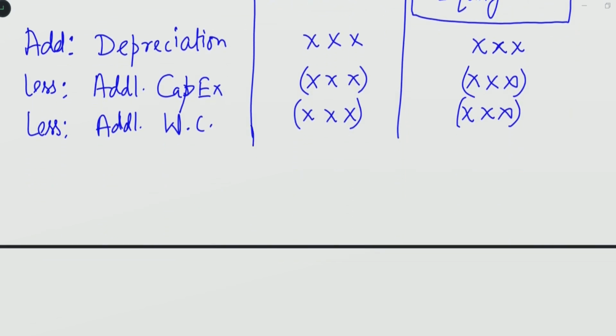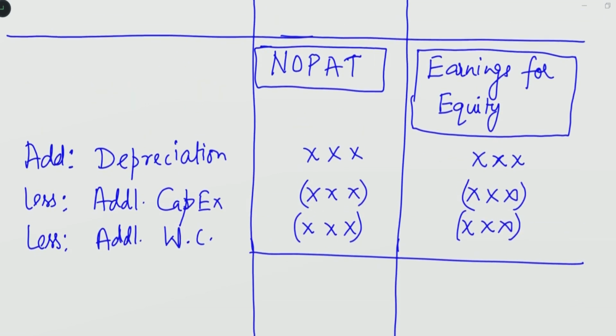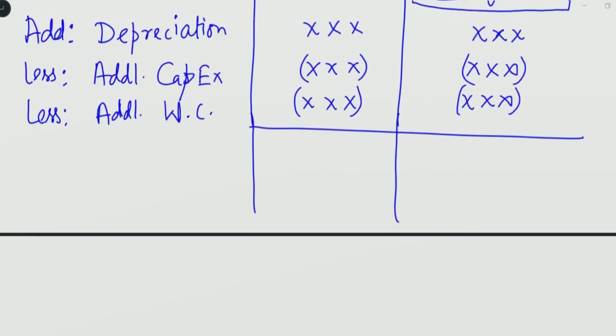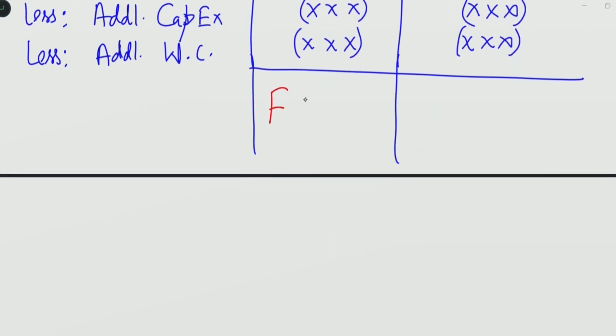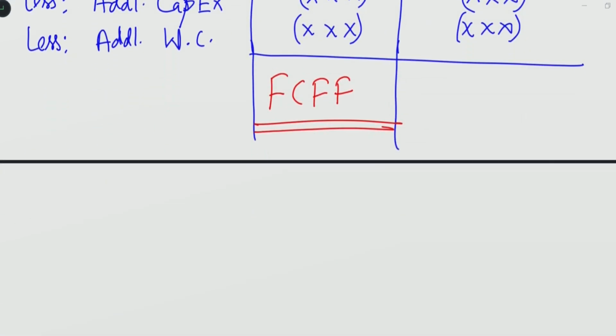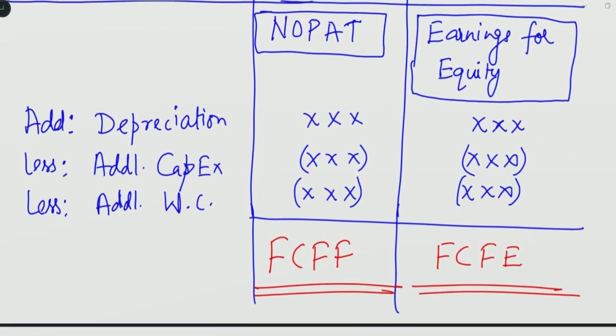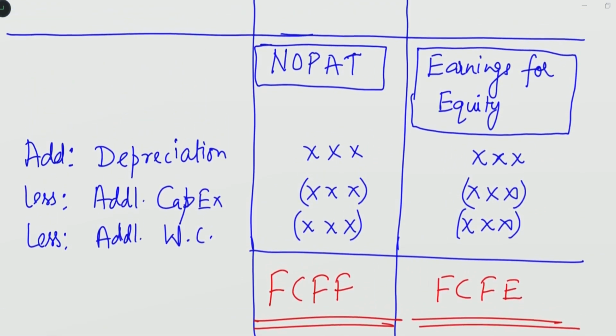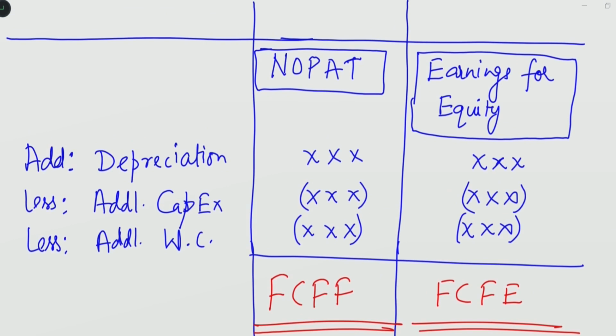And when I do this subtraction, what I get as outcome in this column where I started from NOPAT, I will be getting FCFF as the final outcome, and where we started with earnings for equity, we will be getting FCFE as the final outcome. So please write up this as well, and then I take you ahead.